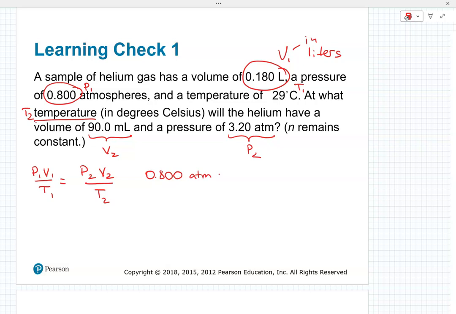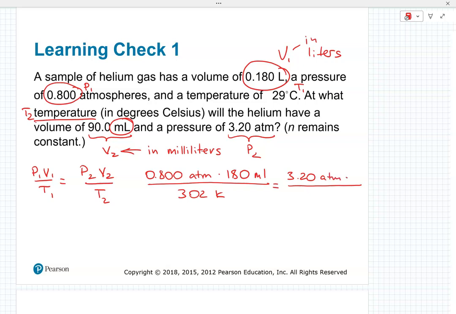The units for V2 is milliliters. You either go to liters here or milliliters here. I agree with Melia that this is easier to convert into ml. So, yes, 180 over 302 Kelvin equals, go on. What should I put on the other side? 320 times 90, yes.